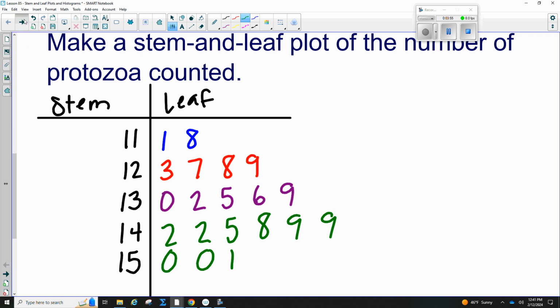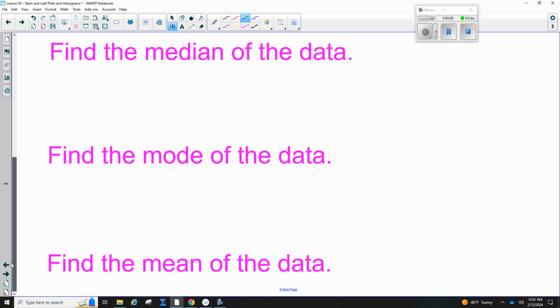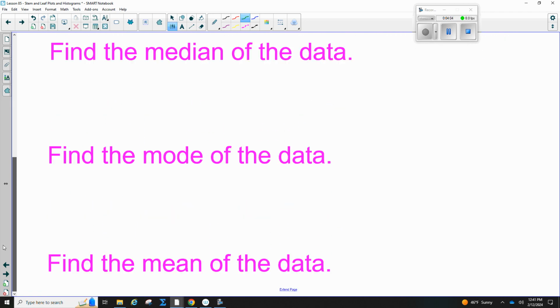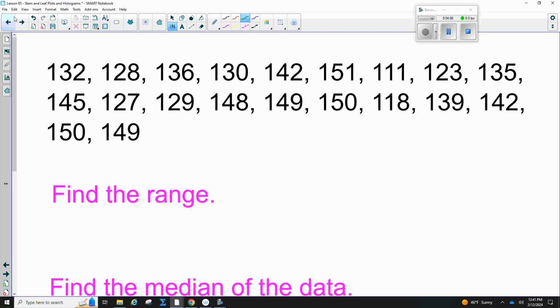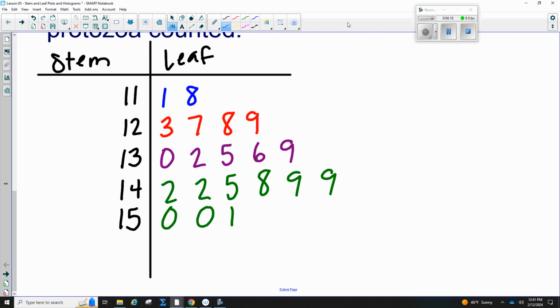Now they might ask you to do some other things like find the range, find the median, find the mode, and find the mean. This is the same data. So I'm going to go back to my stem and leaf, and let's do all those things right here. Let's find the range. So we put it in order. What's my biggest number? 151. Okay, what's my smallest number?